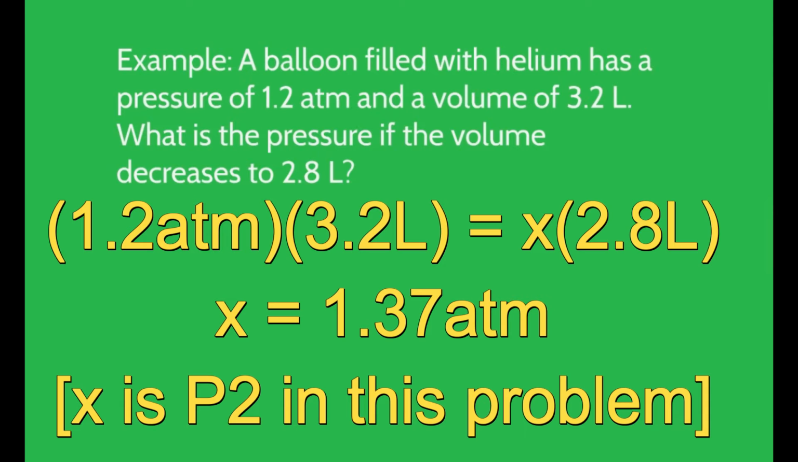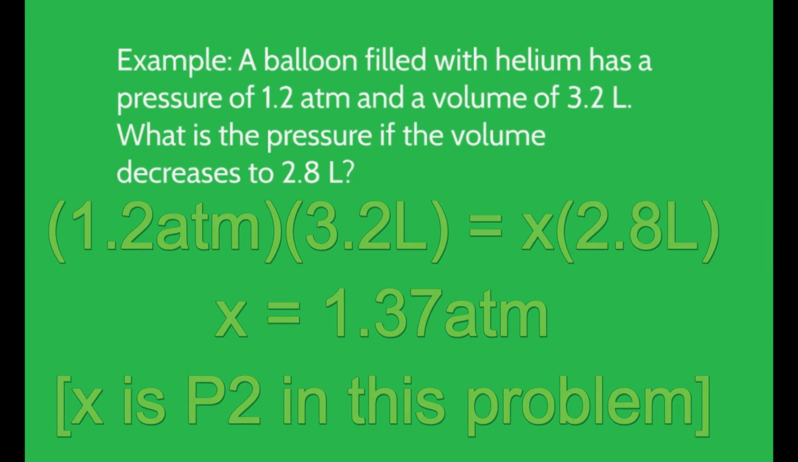Okay. So looking at this, you got 1.37 ATM. How do I know it's going to be an ATM? Well, what unit would be left over? These two would cancel out. ATM. ATM. So that's pretty much how it all works out. Okay, that was not too bad.